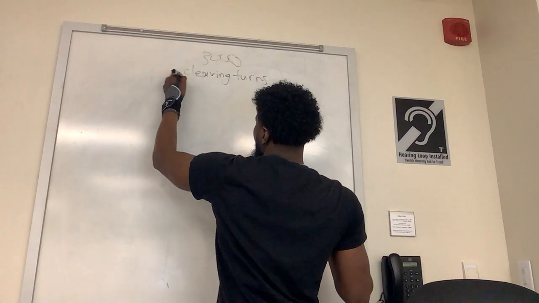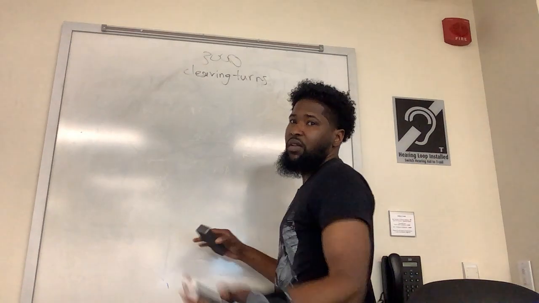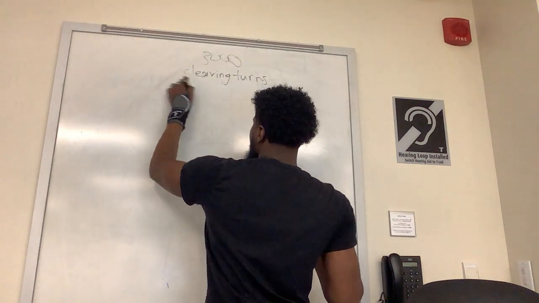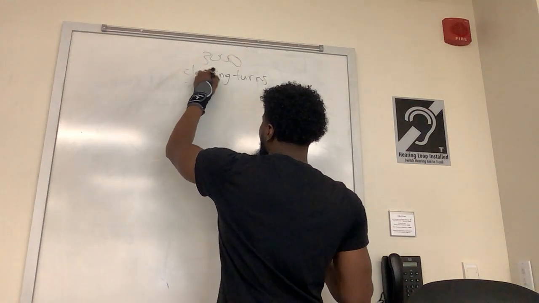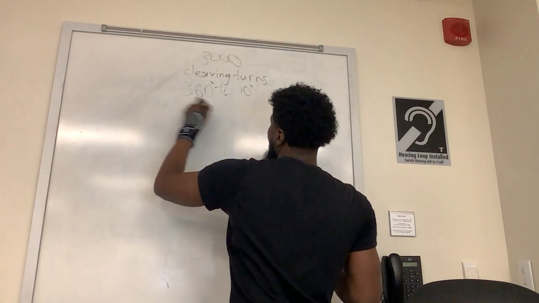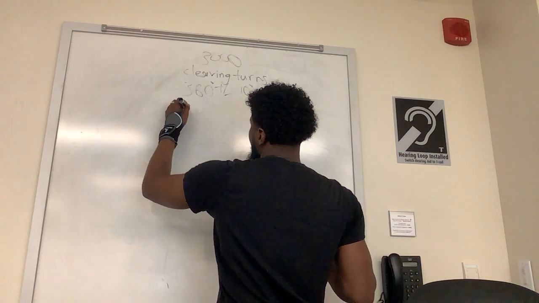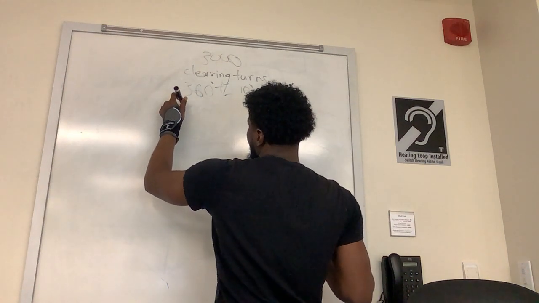Then you're gonna do your clearing turns. After you do your clearing turns, you want to select the heading, and I like to pick any cardinal heading. So let's say I'm flying north, 360, and you get plus or minus 10 degrees on that one, and on the altitude you get plus or minus 100 for that maneuver right there.